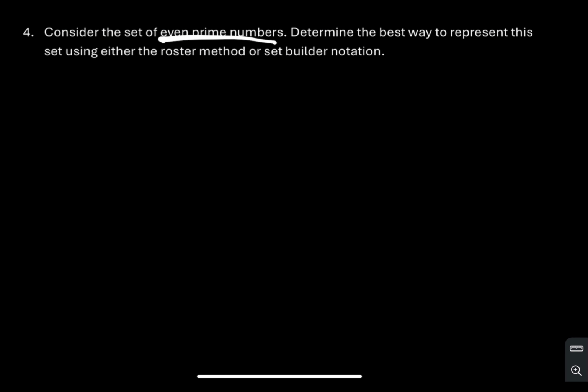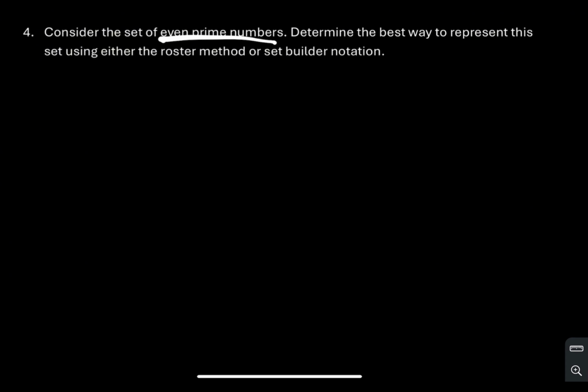6 is also not prime. 8 is also not prime. So since it's such a small amount, you can see a pattern. If we do 8 and then 10, 10 is not prime, 12 is not prime, 24 is not prime, 26 is not prime, 28 is not prime. So we only have one element in our set, which is just 2.